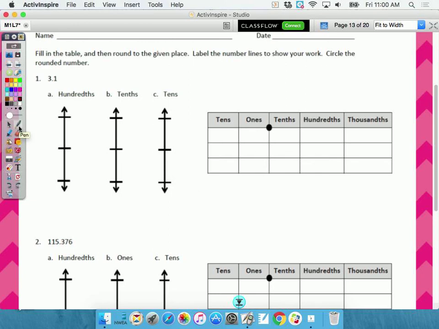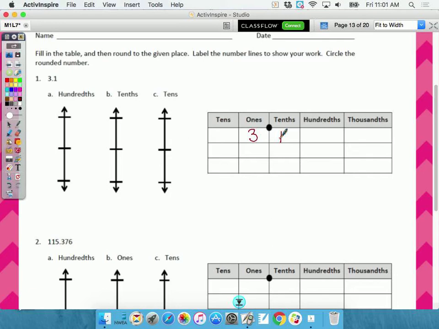We're rounding decimals. And before we can round decimals, we've got a little bit of a strategy we use. We put it on a place value chart. So the number I'm rounding is what, boys and girls? It is 3 and 1/10. So let's put that on the place value chart.